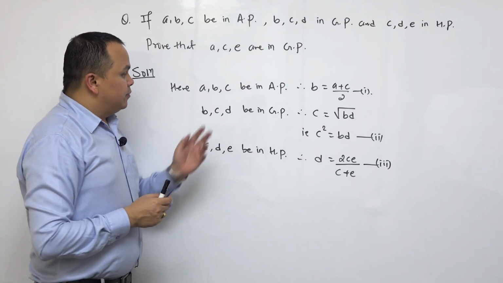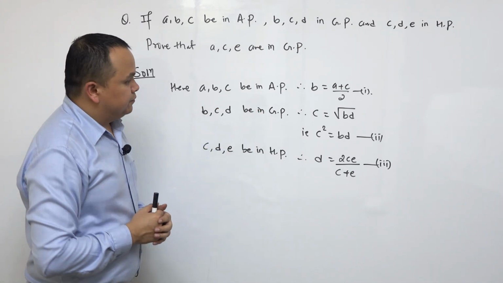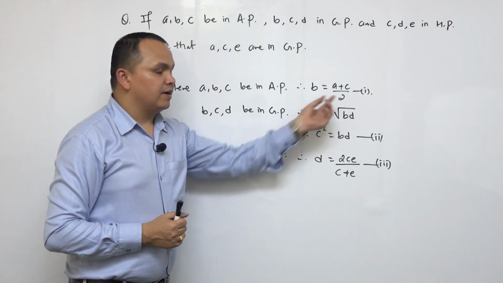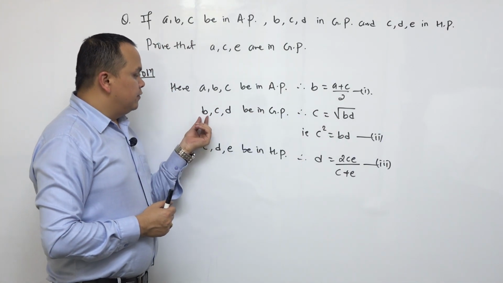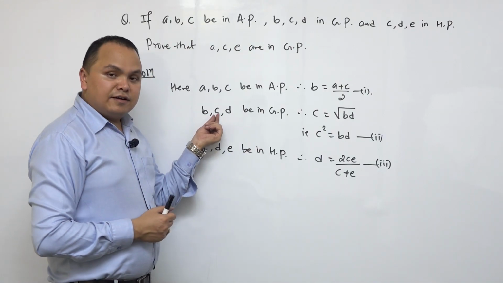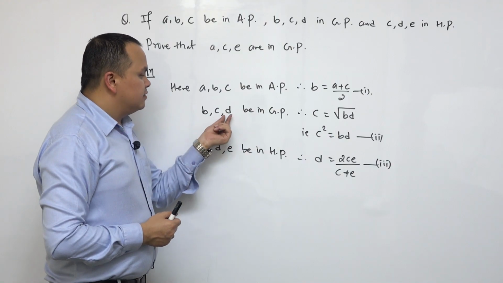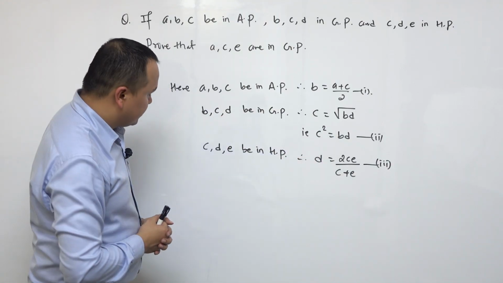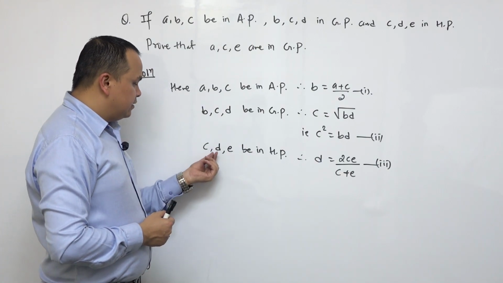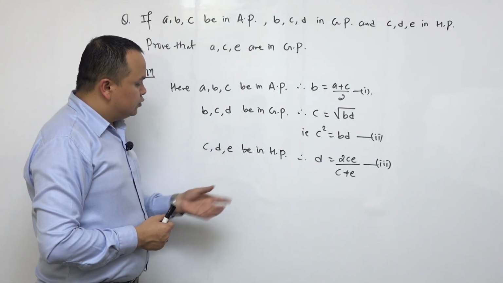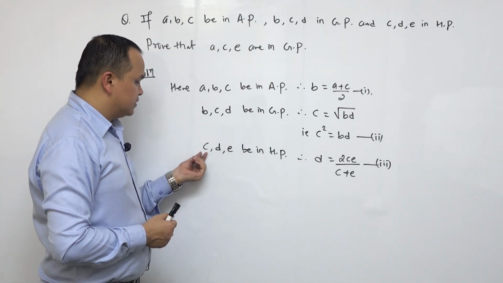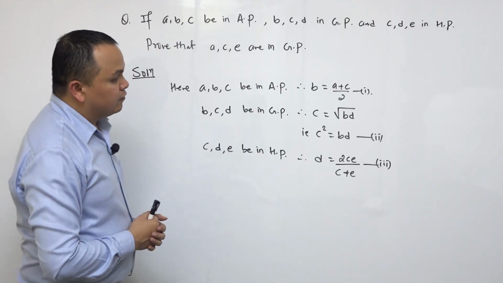If A, B, C are in AP, then the middle term B is the sum of the first and third divided by 2. If B, C, D are in GP, then the square of the second term is equal to the product of the first and third. Similarly, if C, D, E are in HP, then the second term is equal to 2 times the product of the first and third divided by the sum of the first and third, by formula.